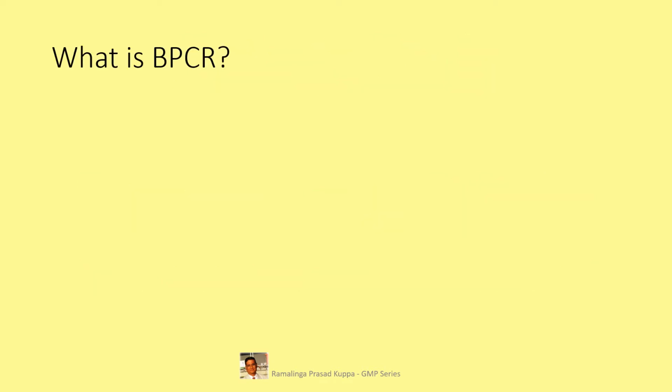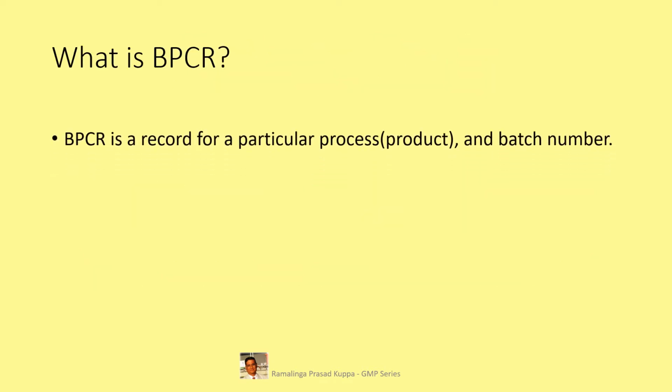What is BPCR? BPCR is a record for a particular process, product, and batch number. Let us understand the intent of a BPCR. This is also called BPR. This should be used for a specific product and specific batch number only. Even by chance, if the batch is cancelled for taking up the production, it should be returned to the issuer. Mostly it will be the BPR issue section of the QA department.